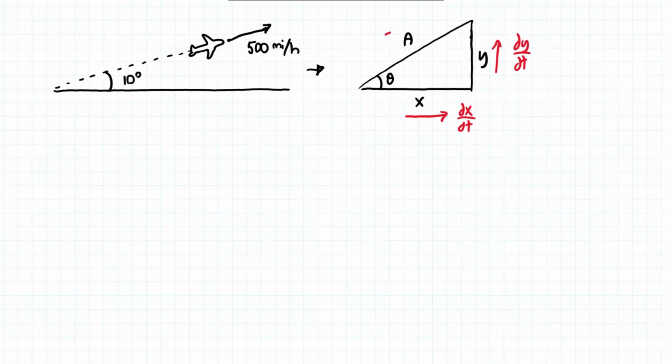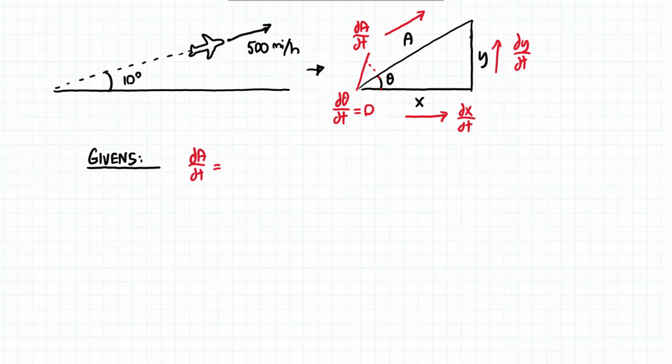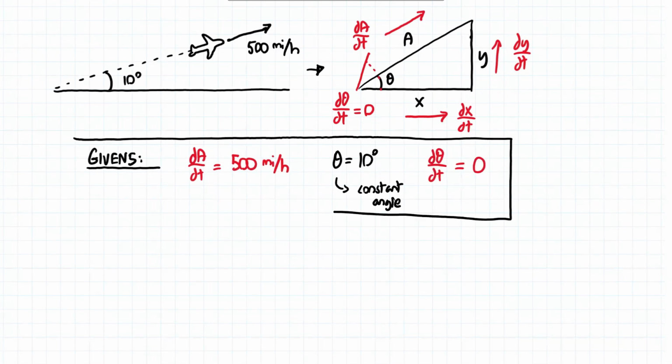Both of these components together contribute to the overall velocity of the airplane, dA over dt. Since we're also dealing with the angle of elevation, any change in angle will be d theta over dt. For this problem, the airplane travels at a constant angle, so this rate of change will be zero. Once we have everything in our diagram, it's time to list out our givens. The only things we're given to work with are the airplane's velocity, the angle of elevation, and the change in angle. Now it's time to start solving.